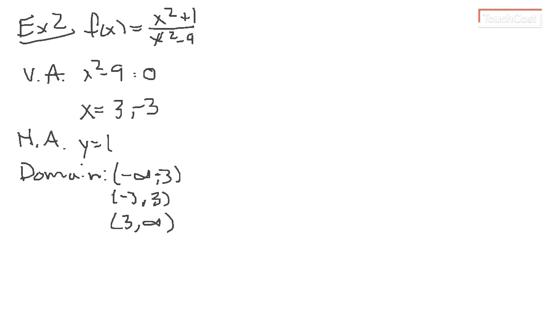Our range, again, because there's a horizontal asymptote here, our range is limited as well. Our range has two intervals. It's from negative infinity to 1 and from 1 to infinity. But we do not include 1 in the range. So now, let's find our first derivative. We need that to find our critical points.